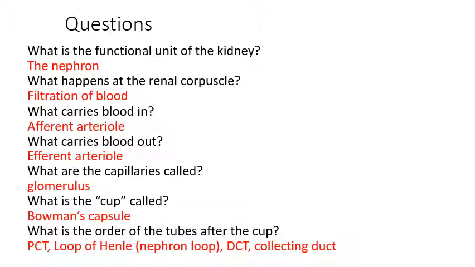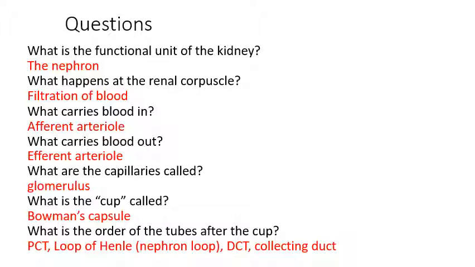All right, so there's your answers. The functional unit of the kidney is the nephron, so each kidney has about 1 million nephrons in it. The renal corpuscle's job is to filter blood, right? So that's where blood filtration happens. The afferent arteriole carries blood in, the efferent arteriole carries blood out, and in between the afferent and efferent arteriole is a ball of capillaries known as the glomerulus. The cup that the glomerulus sits in is Bowman's capsule.